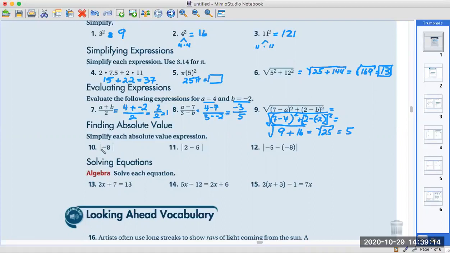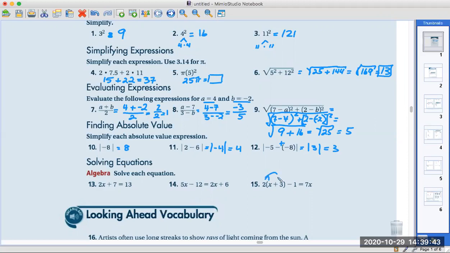Absolute value bars, this is what this means. Absolute value definition: it's the distance of this number to 0 on the number line, and a distance is always positive. 2 minus 6 is -4. The absolute value of -4 is +4. -5 plus 8 is 3. The absolute value of 3 is 3.